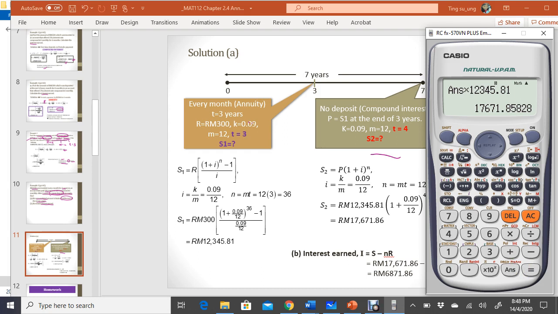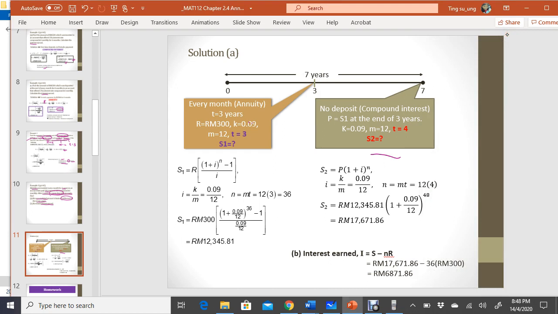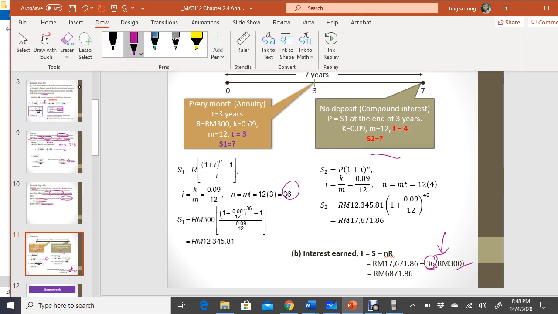And again, don't forget how to get your interest earned. You have 36 months times 300. Why 36? Because on this part, they still have the periodic investment, but after 3 years, they have no more being invested. That's why it's only up to 36. I hope you understand the question clearly and carefully. Is that okay?